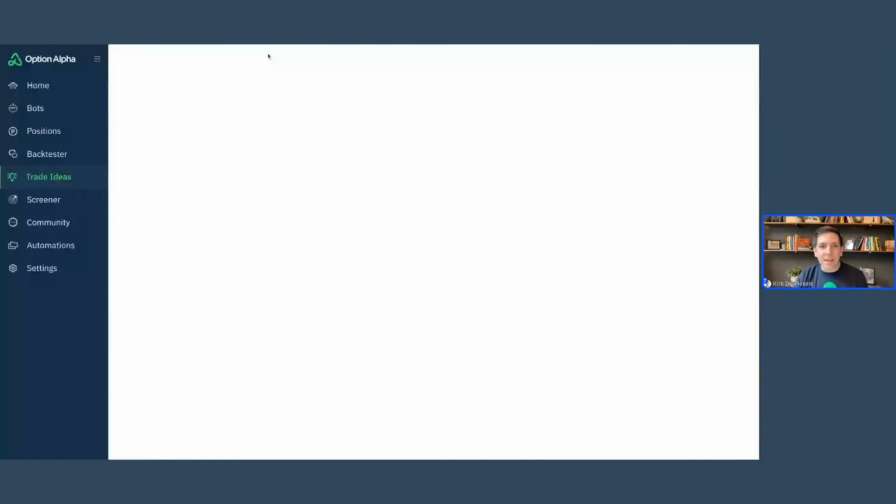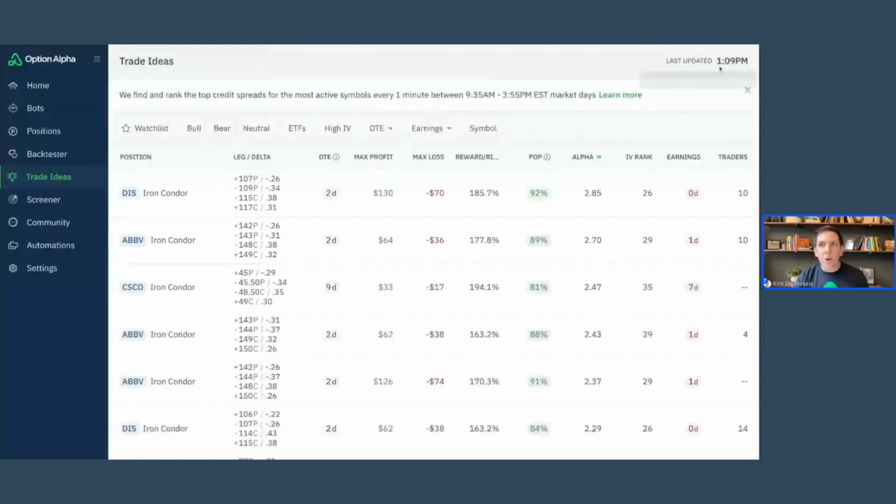So the last updated now on the new data here was pulled at 1:09. You can always see that last updated price. Now, it only updates between 9:35 and 3:55 Eastern time on market days. We do not start ranking stuff in the last 5 minutes or the first 5 minutes of the day, because that's when volatility and pricing is starting to come in and come out. So we cap it at those ends, okay? But it does update everything every 1 minute between there.